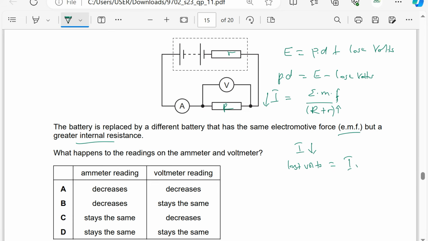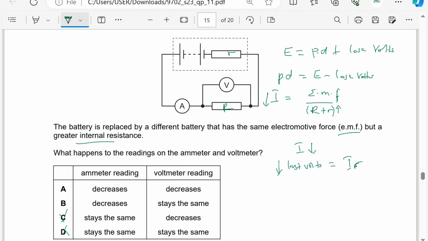Lost volts is equal to that current times small r, the internal resistance. So the lost volts decrease because the current has decreased. So what happens to the PD? Let me see. As internal resistance increases, the current decreases. So the voltmeter reading decreases. This is wrong. How about the voltmeter reading?